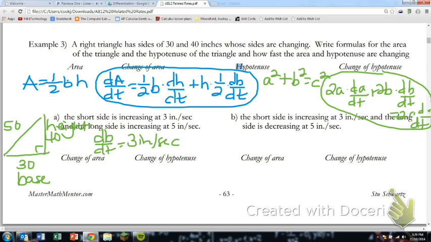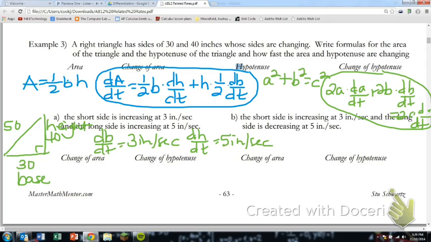And the long side, I'll call that the height. And it really doesn't matter which one you call the base and the height. If you want to try it out, you can switch which ones you called base and height and see if you get the same answers as me. The long side is increasing 5 inches per second. And I'm calling the short side the base and the long side the height.